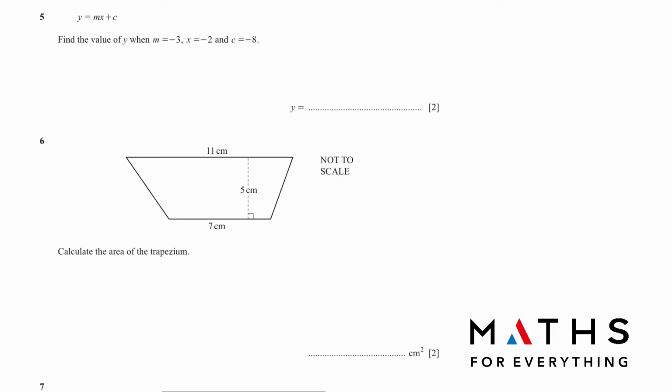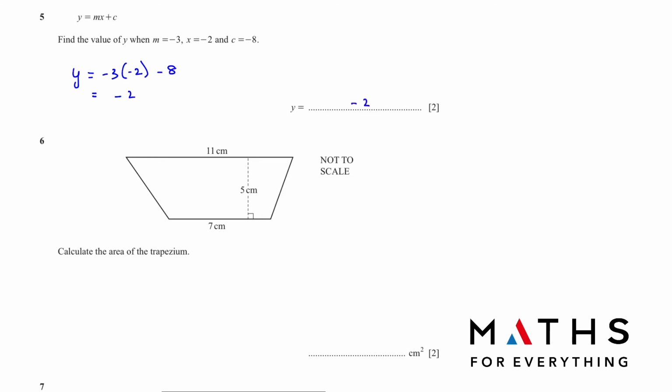Question number 5. y is equal to mx plus c. Find the value of y when m is equal to negative 3, x is equal to negative 2, and c is equal to negative 8. Very, very easy 2-mark question. We just replace everything. So m is negative 3. Remember to put the bracket. x is negative 2 and c is negative 8. Put this in the calculator and you will get negative 2 as the answer.